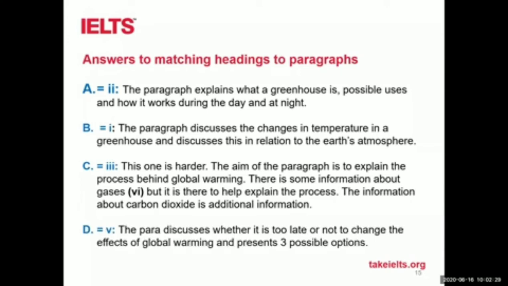And the answer to paragraph D was 5, heading 5. The paragraph discusses whether it's too late or not to change the effects of global warming and provides 3 possible options. Good. Let's move on.